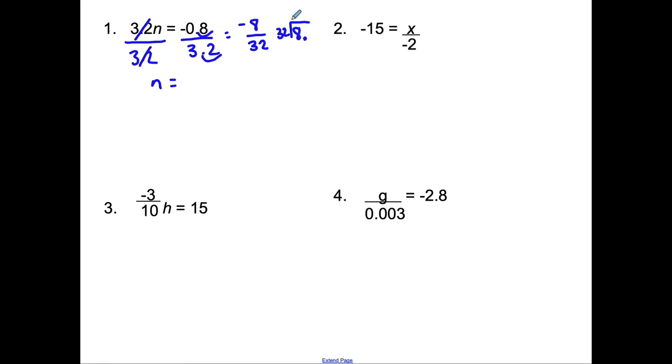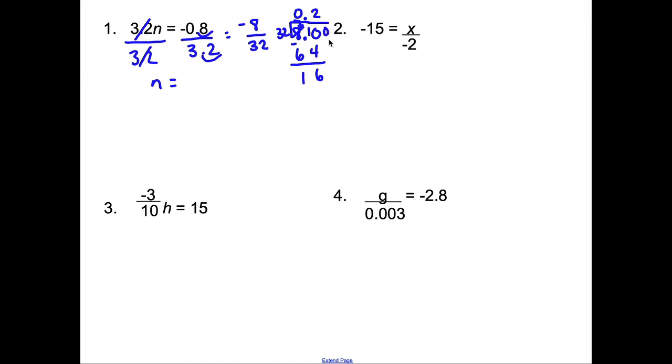32 does not go into 8 a whole number of times, so I'm going to add a 0 and a decimal. 32 does go into 80. It's going to go in twice. And 2 times 32 is 64. Okay, let's see, I need to borrow here. That 8's going to become a 7, and then I've got a 10 here. 10 minus 4 is 6. 7 minus 6 is 1.